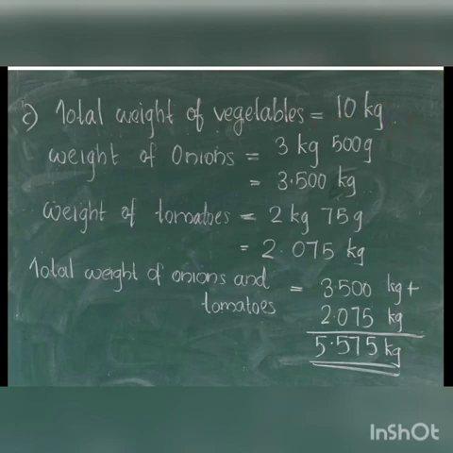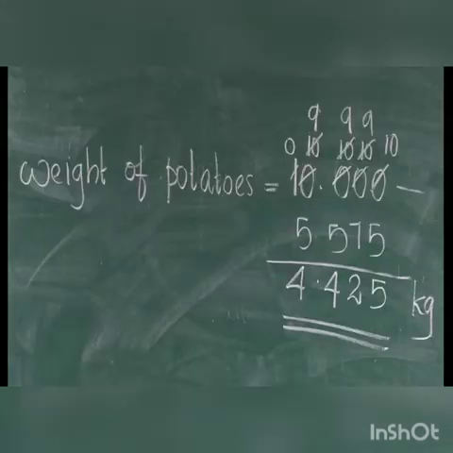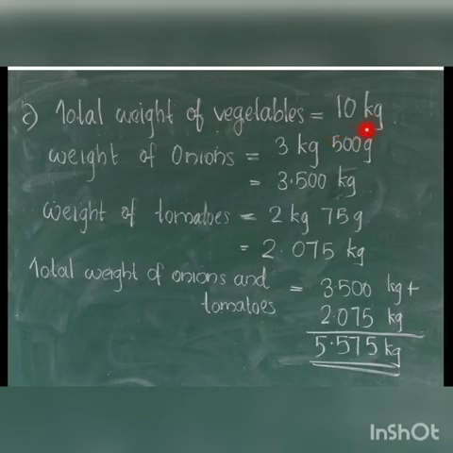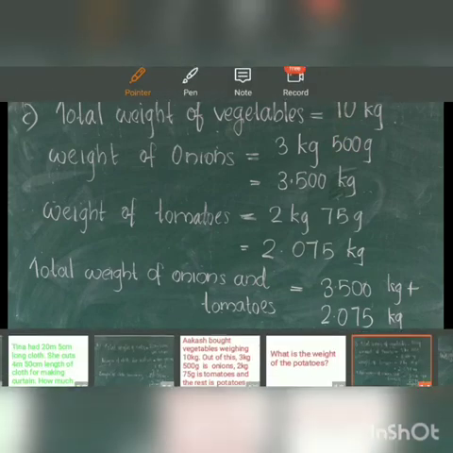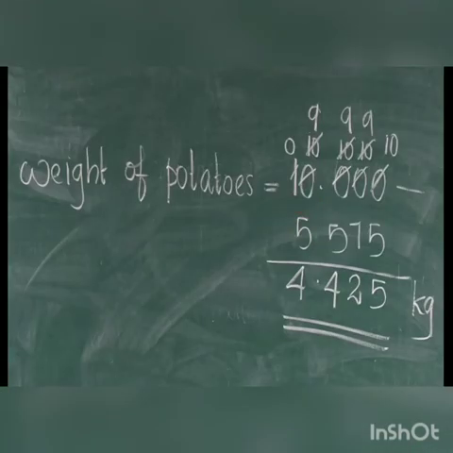So the weight of potato will be what? The weight of potato is, from the total 10, we are subtracting the weight of onion and tomato. So 10 is a whole number, isn't it? Is there any decimal number here? No, we are putting the decimal point according to this. What we got: 10.00 minus 5.575. Now subtracting, 4.425 kg.